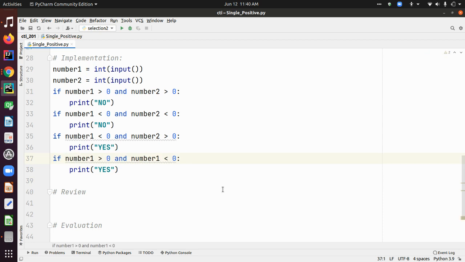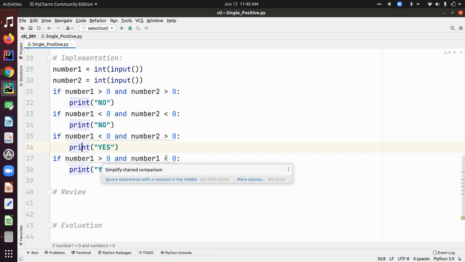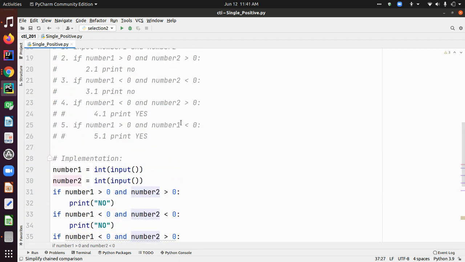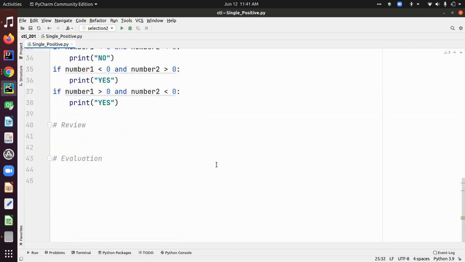All right. So let's check this condition again. Both positive, no. Both negative, no. One negative, the other positive, yes. One positive, the other negative, yes. And I made a mistake there. It should be 2 over here. So I'm going to change it over here in the plan.